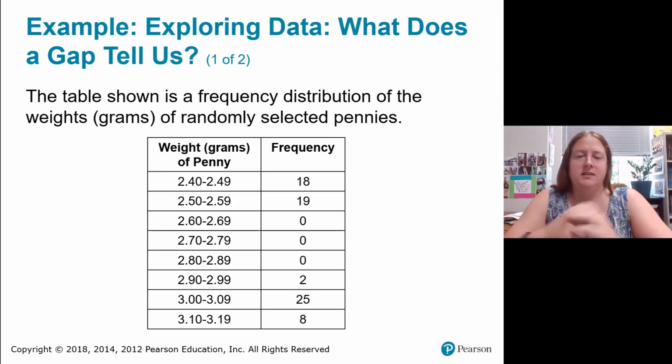So let's take a look at this. This is our weights of pennies. So we randomly take some pennies and we weigh them. And we look at this data and we say, there's a big gap there. In the classes 2.6 to 2.69, 2.7 to 2.79, and 2.8 to 2.89, there's no pennies in any of those. That gap means something. So why are there a lot of pennies that are light and a lot of pennies that are heavy and none in the middle?